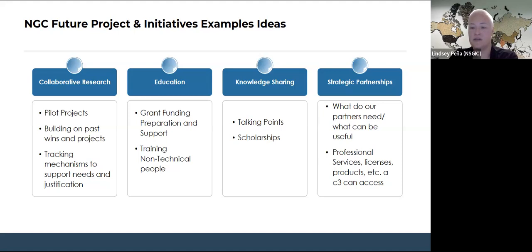And then looking at professional services, licenses, products. So again, with strategic partnerships, there's a lot of access that a C3 has in terms of the things that it's able to obtain with that C3 status. And so again, just another benefit of having both organizations.